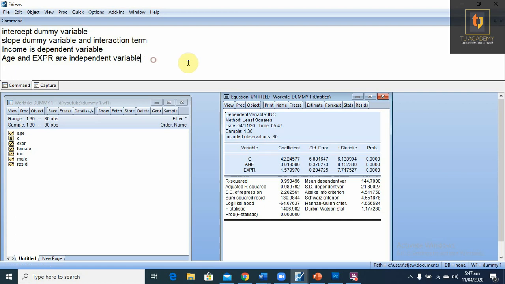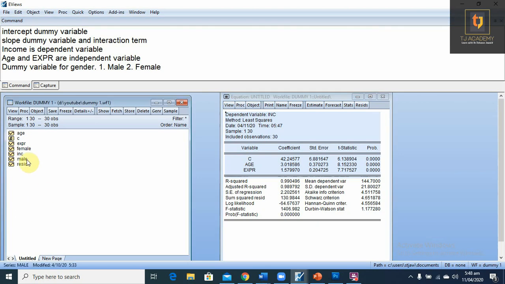So here we are going to create a dummy variable for gender. As we know, we have two categories: one, male, and two, female. Here we have created this one, male and female.